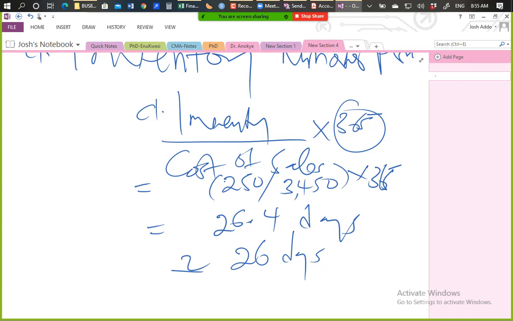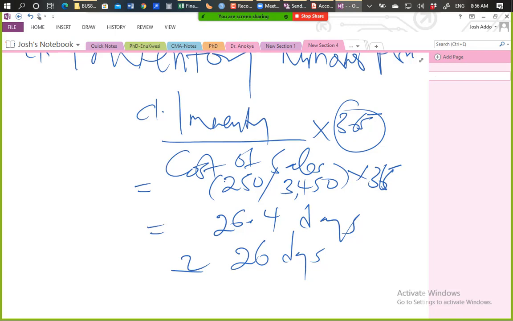For me, even without comparing to anything, these days seem to be too much. Because ideally in Kaubenya, immediately the inventory comes to the warehouse, the following day they go out, if not the same day. But these inventories are on the average sitting in the warehouse for 26 days before they get sold out. It's not too good, even if you look at just the figure.